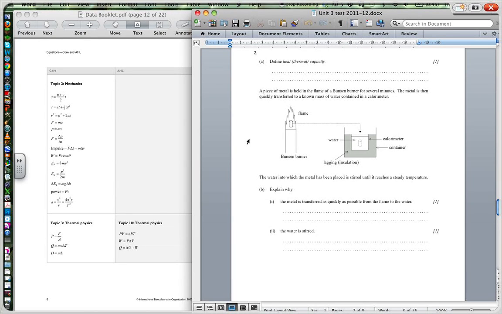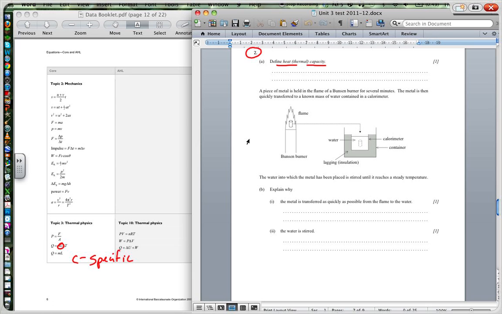Here we have question 2, and the first question: define heat thermal capacity. So this heat thermal capacity is the amount of energy required to raise the temperature of an object, it can be any object, by 1 degree Celsius or Kelvin. We're not looking at per kilogram, as the small c here. The small c is your specific heat capacity, and that is the amount of heat required to raise the temperature of 1 kilogram by 1 Kelvin.